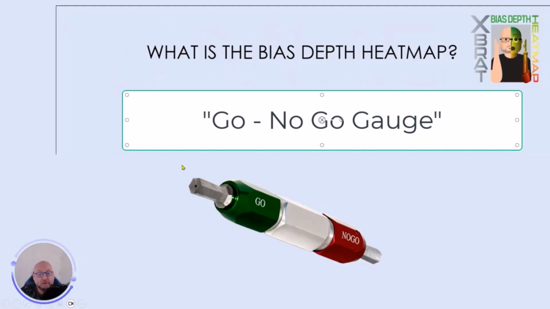So what is the BIAS Depth Heatmap? It's a go, no-go gauge. It gives you confirmation or it doesn't give you confirmation. It's a simple rule. If it gives you confirmation, you go. If it doesn't, you don't go.